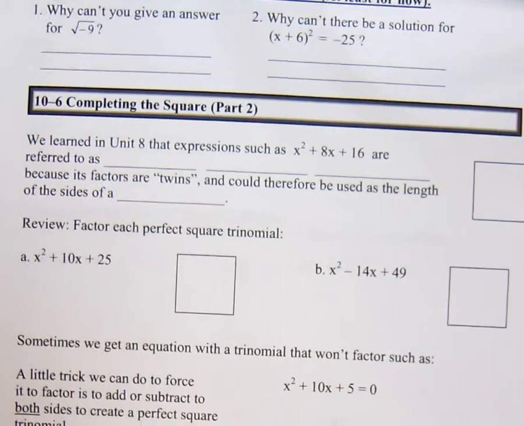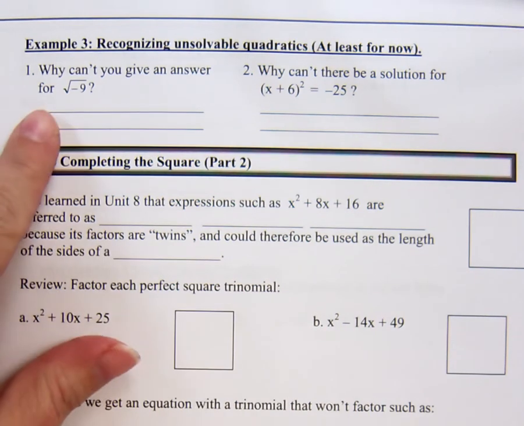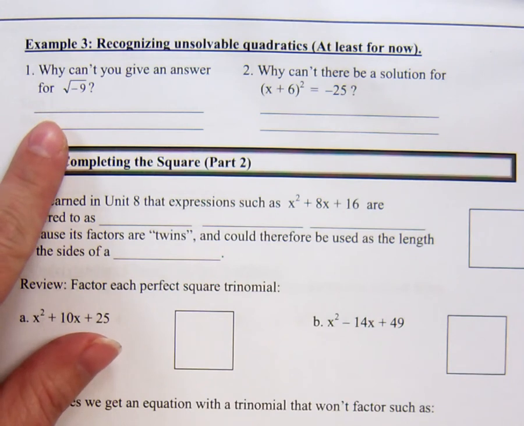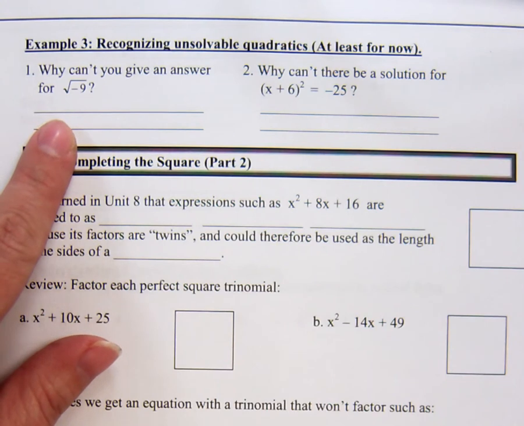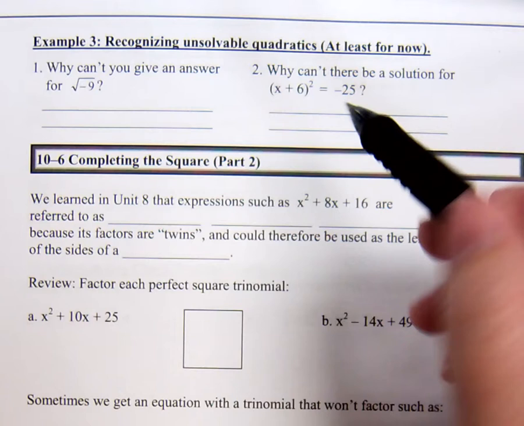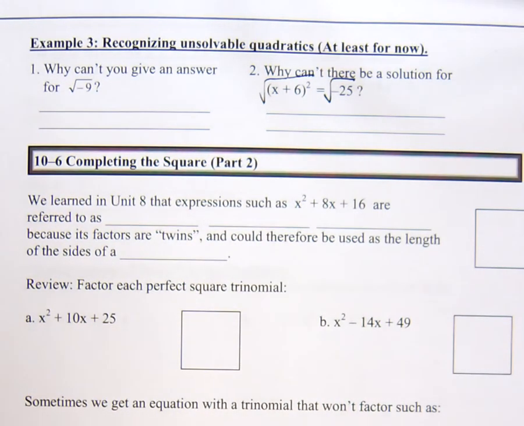First, let's talk about taking the square root of a negative number. Can we take the square root of a negative number? We can't, because there is no number times itself that will give you a negative number. A negative 3 times a negative 3 would give me a positive 9. Positive 3 times positive 3 gives me a positive 9. So there's no way to get this negative. And the same is true here. We can't take the square root of both sides, because if I did this, I would be taking the square root of negative 25, which I cannot do.